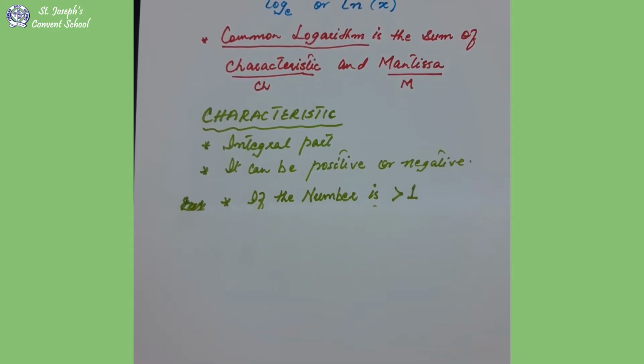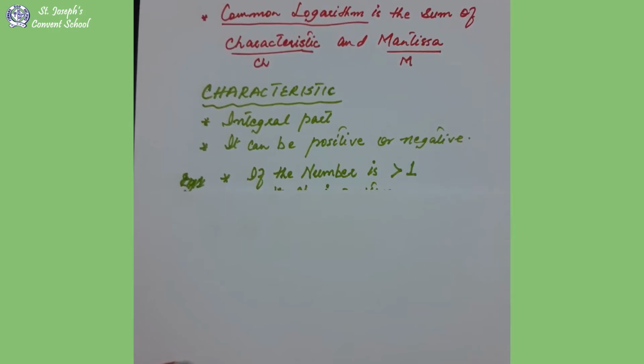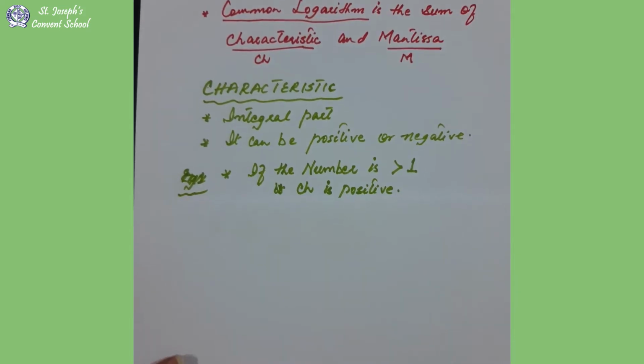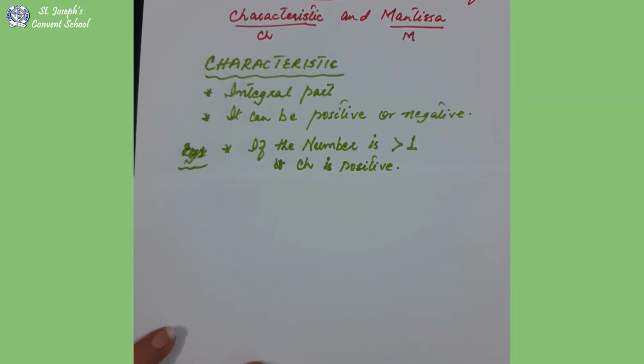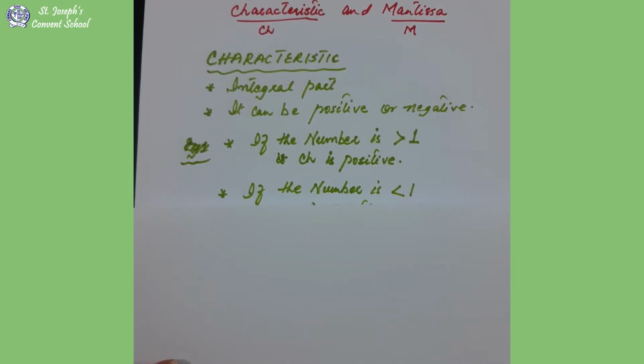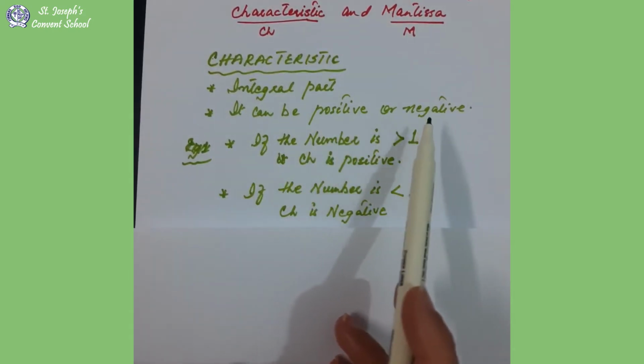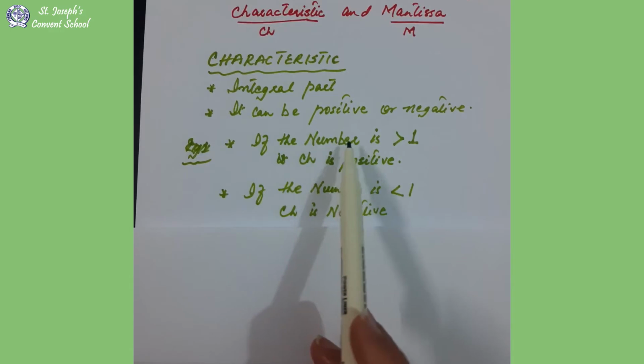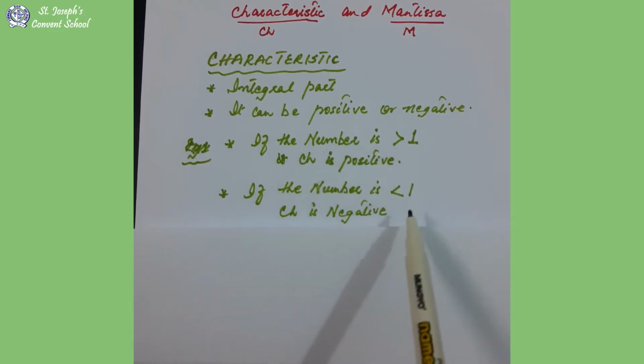If the number is greater than 1, meaning 2, 3, 4, 5, or 15, 20, or 78, or 100, or 600, or 735, or 1000, then the characteristic is positive. Remember, the characteristic is positive when the number is greater than 1. When the number is less than 1, meaning 0.78, 0.6, 0.02, numbers like this are less than 1, then the characteristic is negative. So these are the two conditions. If the number is greater than 1, it is positive. If the number is less than 1, it is negative.